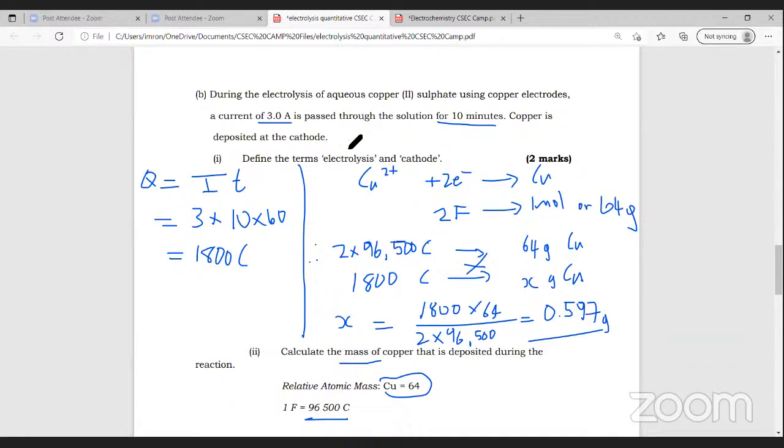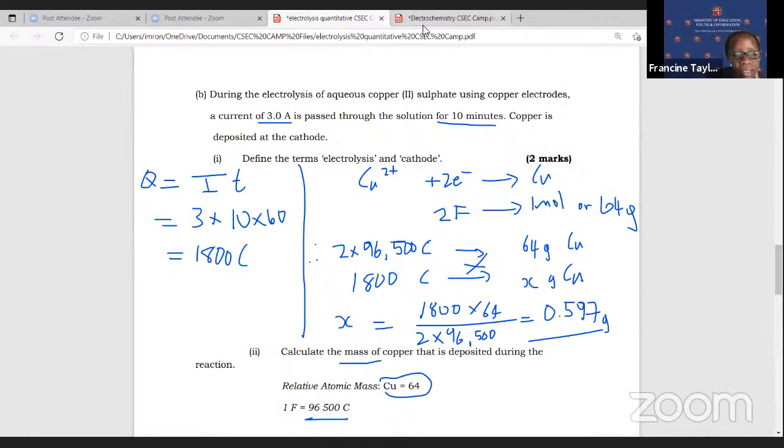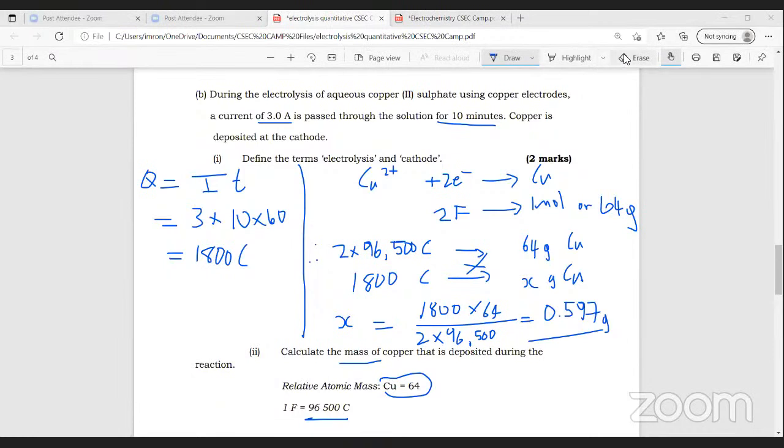Somebody's asking, if the calculation is in moles instead of grams, what if they ask in moles? Well, if they ask in moles, you just work in moles. You just ignore the mass altogether. You just say, okay, 1 mole Cu, therefore X moles Cu, and instead of using 64, you multiply by 1 mole, and you get your answer in moles.